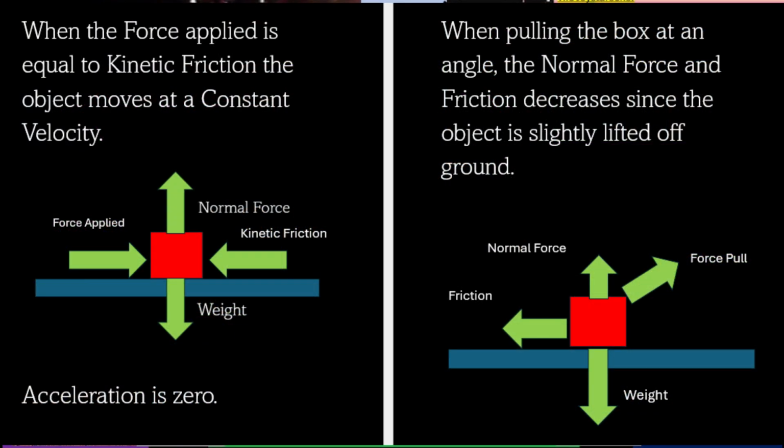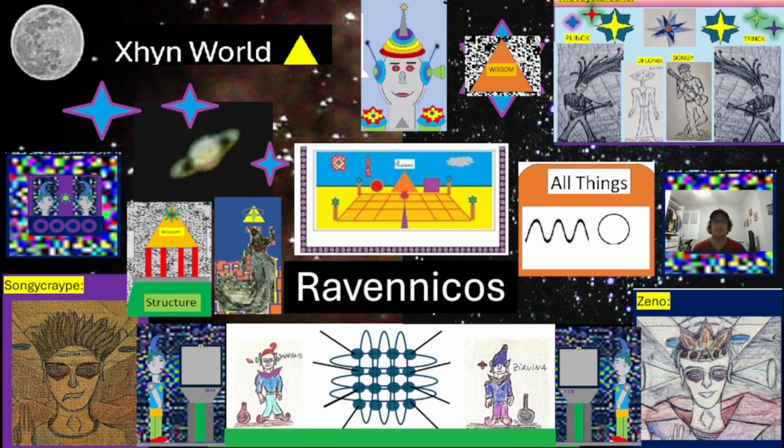When pulling the box at an angle, the normal force and friction decrease since the object is slightly lifted off the ground. So if you lift the object slightly upward, the normal force will be less, because the components of the force that you're pulling, perpendicular to the surface, will add up with the normal force to equal the weight, and that can only be done if the normal force decreases.